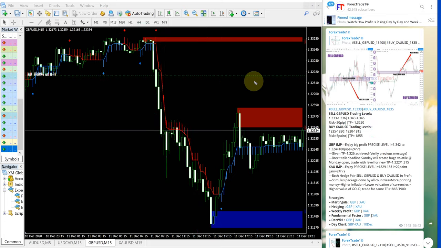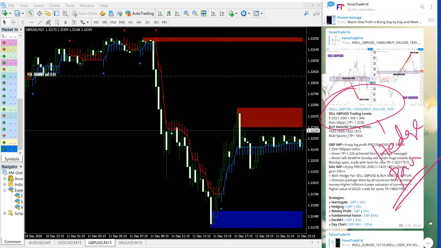And why are we giving these two signals together? Because these two are our hedge pair. Usually, in a hedge, one will perform and the other may not perform. But in today's case, both the signals performed well.